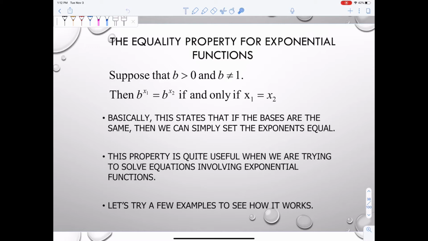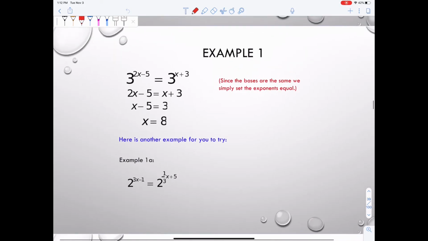Essentially, if I can take an exponential equation and write it using the same base on both sides of my equal sign, I can simply set those two exponents equal to one another. If, however, I cannot write both sides using the same base, this doesn't help us at all, and then we need to use a logarithm to solve it. So let's take a look at a couple examples here. The first two I have typed out for us, but I'm just going to talk through them.